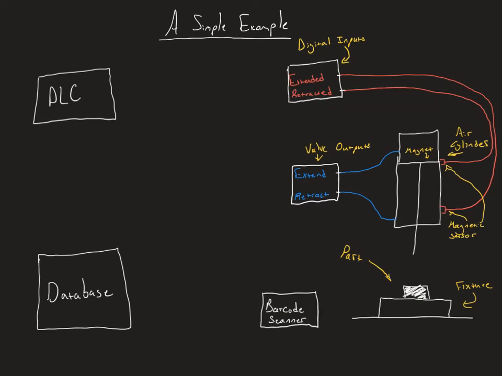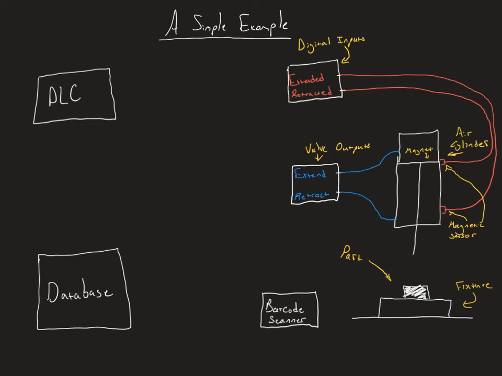Okay, so we have our PLC, database, and barcode scanner, but as it stands right now, the PLC, database, barcode scanner, and digital inputs and valve outputs are all disconnected from each other, so there's no means of communication. So at this point, we have to add in the networks. Part of designing a control system is designing the networking for the devices to be able to communicate.